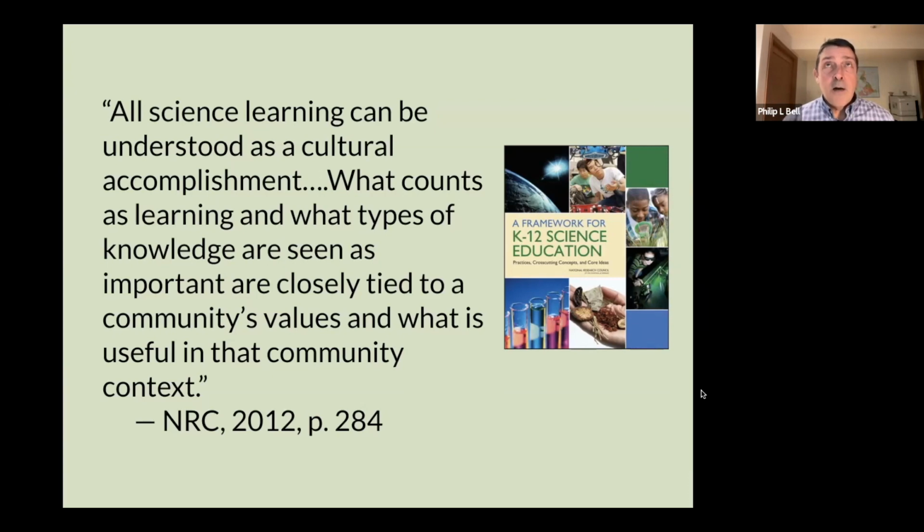I do think part of what we were trying to do in the framework and in chapter 11 specifically was to highlight the cultural dimensions of learning in addition to the cognitive. So they intersect and they add to each other. But from this perspective, all science learning can be understood as a cultural accomplishment. So what counts as learning and what types of knowledge are seen as important are closely tied to what a community values and what is useful in that community context.